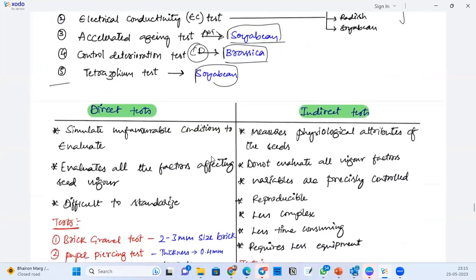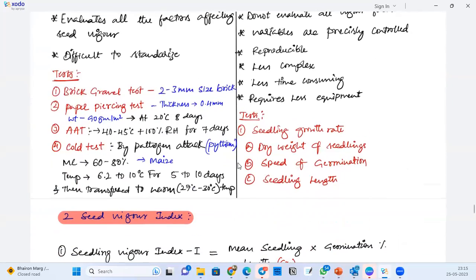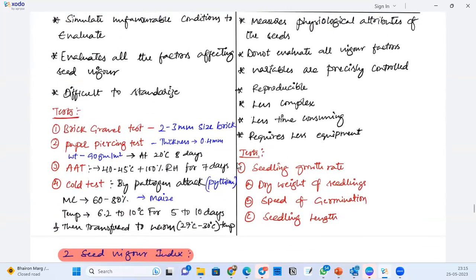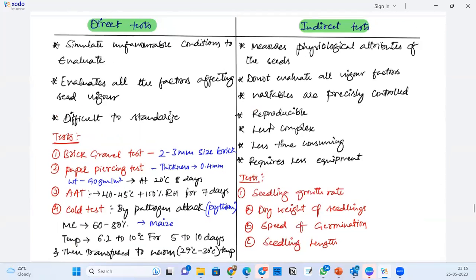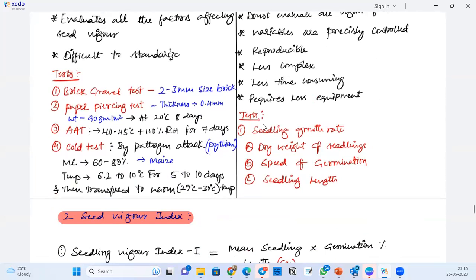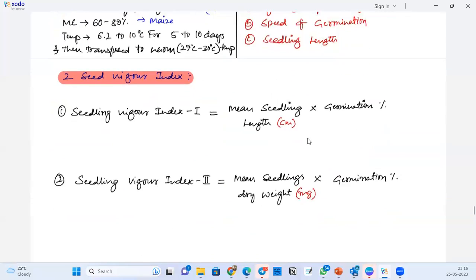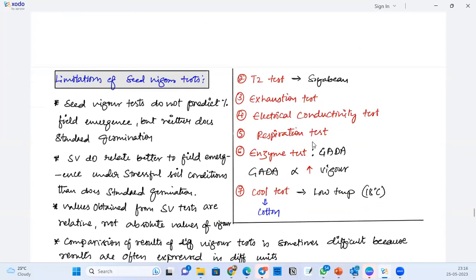Apart from these ISTA recommended tests, we also have several other vigor tests that you will see in most of the model papers. They will ask you, okay, cold test is used for which crop? These are certain common questions that you will encounter. These are all there in the direct and indirect tests: brick gravel, paper piercing, AT, and cold test, enzyme GADA test, respiration RQ test, electrical conductivity EC, exhaustion test, and again the TZ test.